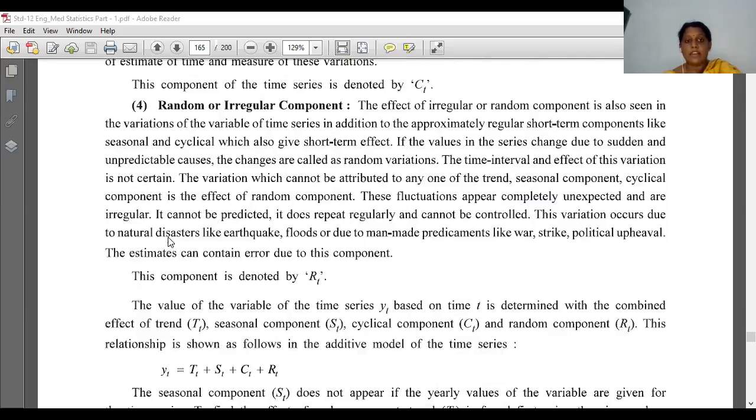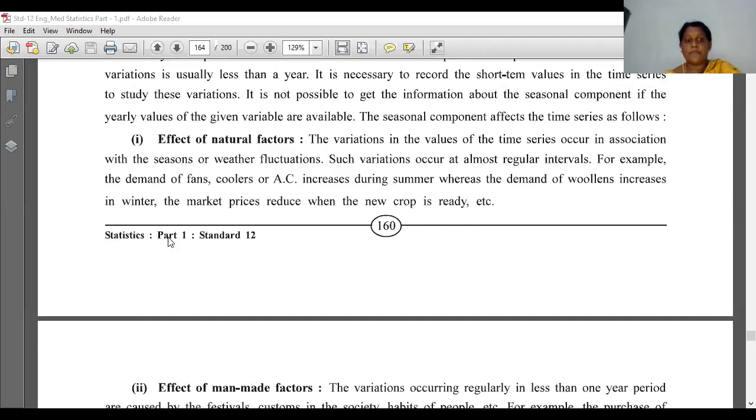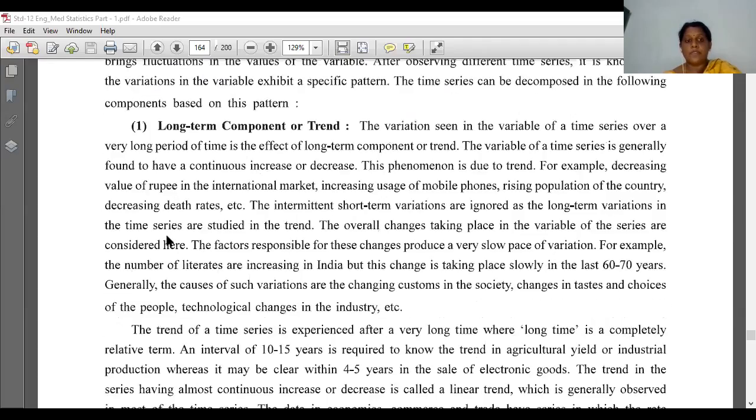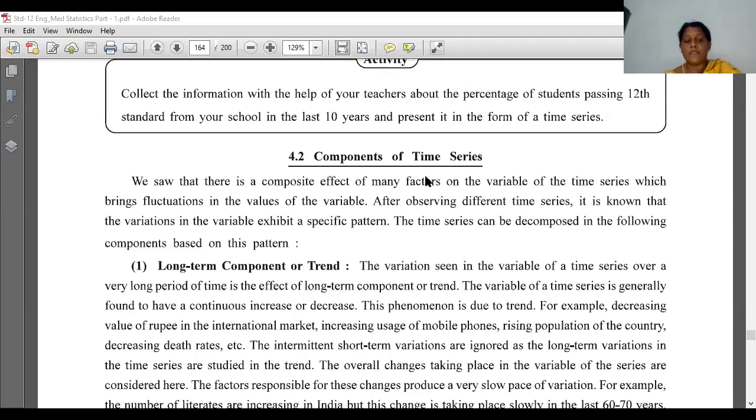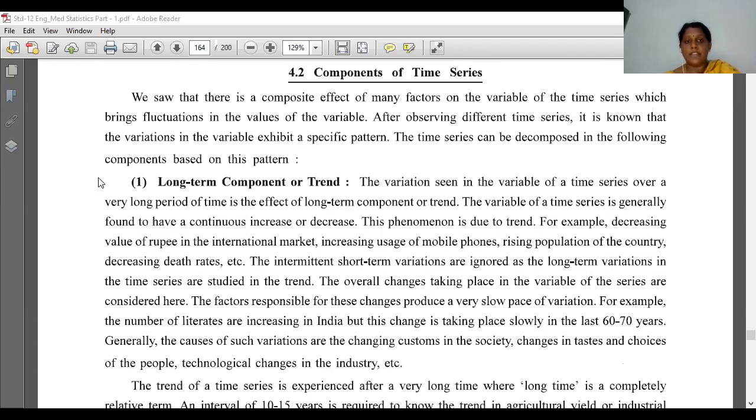See, these are the four components of time series. This you have to learn. Long-term component, all these four components you have to learn. Okay, so I will read this once.